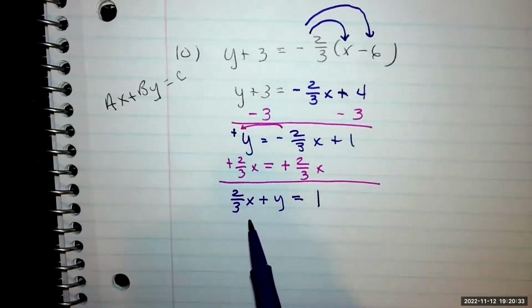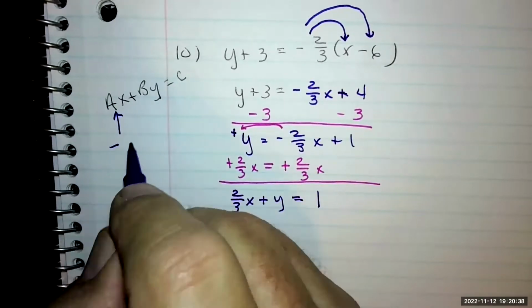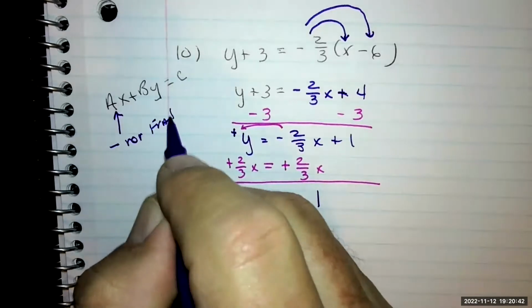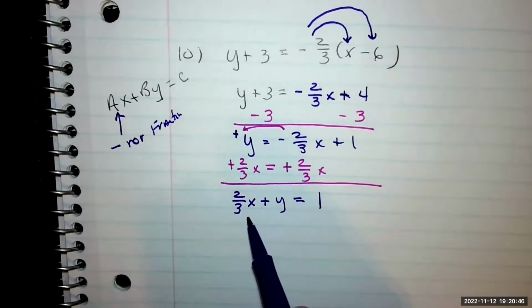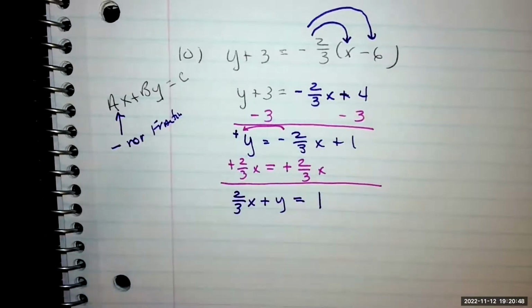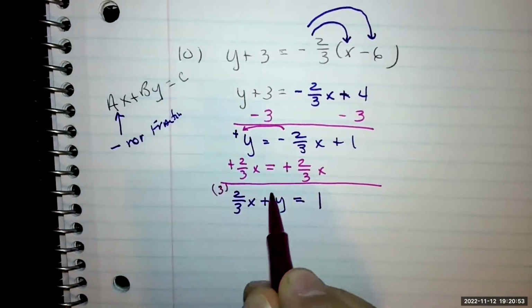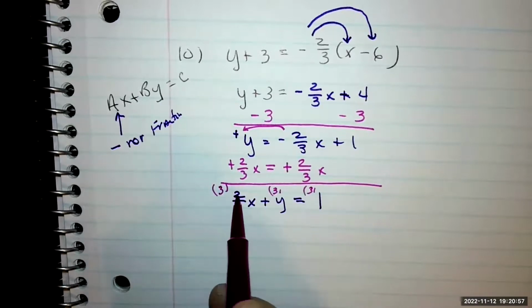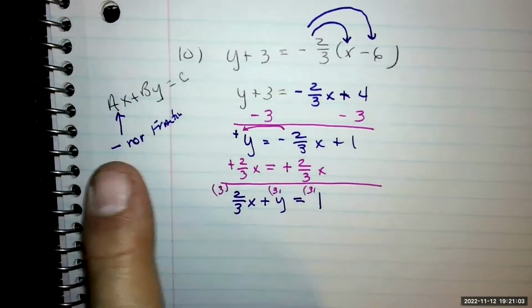Now, is this in standard form? Well, remember, A cannot be a negative nor a fraction. Okay, can't be either one. So how do we get rid of this one? If it's a fraction, remember, we'd multiply by the common denominator. My denominator is a 3, so I'm going to multiply 3 to everything here. So you can do 3 times 2 is 6, then 6 divided by 3 is 2. Or you can say 3 goes into 3 one time, 1 times 2 is 2.